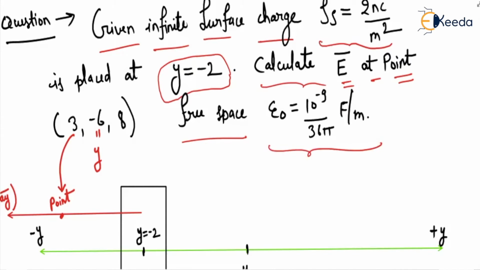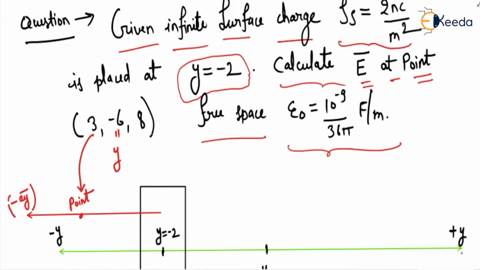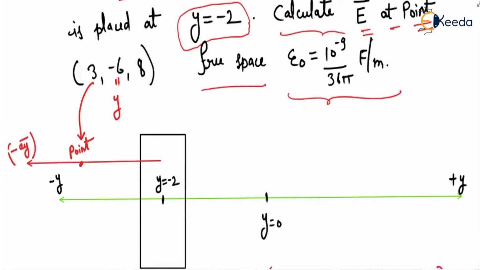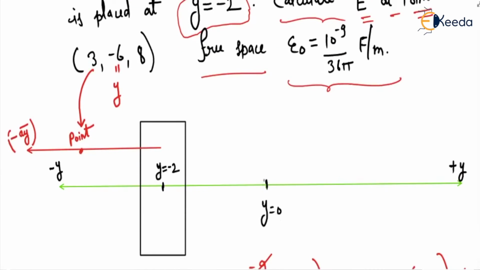So we first draw the diagram related to this question, and the infinite surface charge is placed at y is equal to -2. So we are taking this as a y-axis, and this is y is equal to 0 here, and this is suppose infinite surface charge which is placed at, this is the surface charge.